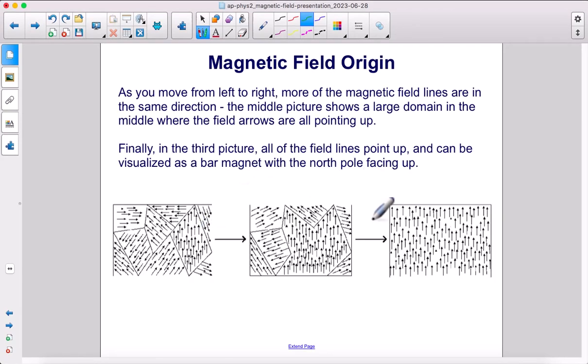As you move from left to right, more of the magnetic field lines are in the same direction. The middle picture shows a large domain in the middle where the field arrows are all pointing up. Finally, in the third picture, all of the field lines point up in the same direction and can be visualized as a bar magnet with the North Pole up here and the South Pole down here.